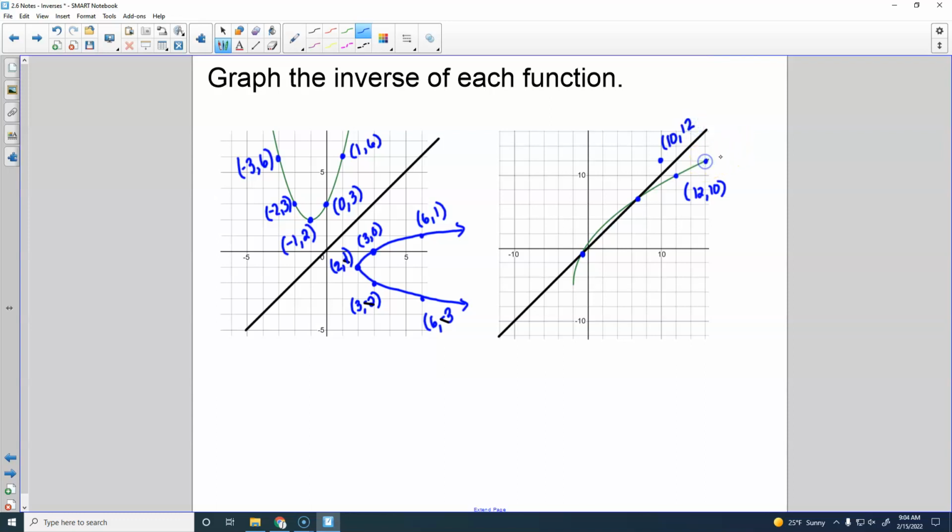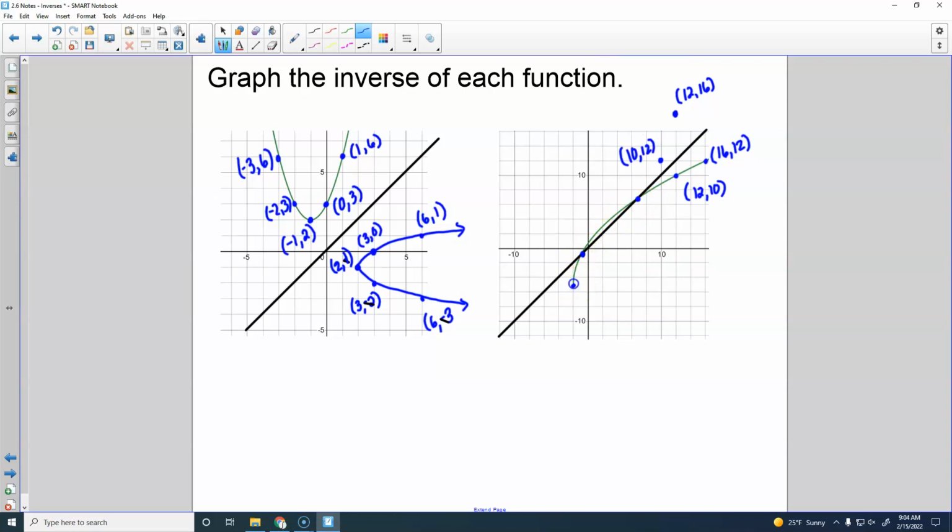This point right here, I'm not sure it's perfect, but it's close. That is the point 16, 12. So that means I would have 12, oh, I shouldn't write that there. It's in my way. I need 12, 16. That's going to run off my graph a little bit here, but this point right here would be 10, 12. Points on the line, stay on the line.